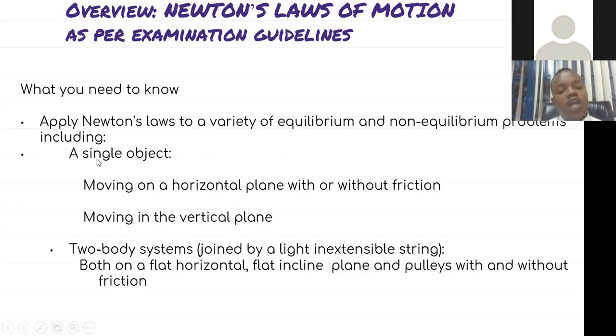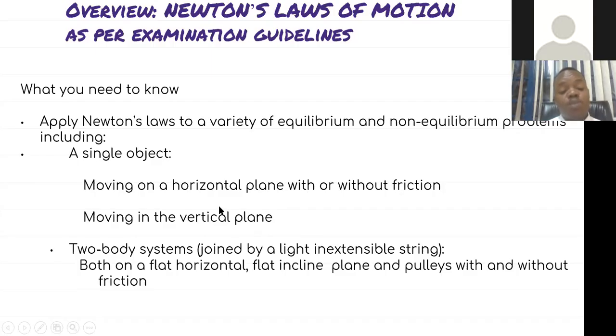So these situations where we apply Newton's laws, we must be able to work with that for a single object. Now, it can be a single object that is moving on a horizontal plane with or without friction. Secondly, it can be for a single object that is moving on a vertical plane.